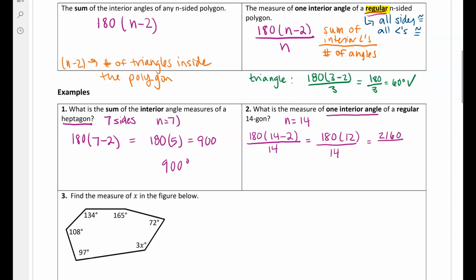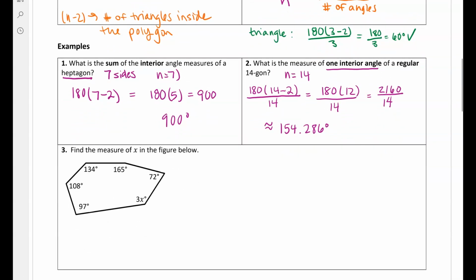Again, that numerator is the sum of the interior angles inside a 14-sided polygon. When I do 2,160 divided by 14, I get a decimal, and that's okay. It's approximately 154.286 degrees, and I use approximately equal to because it's not a nice decimal. Oftentimes we'll get a nice whole number, but sometimes we don't. That particular one does not have a whole number answer.